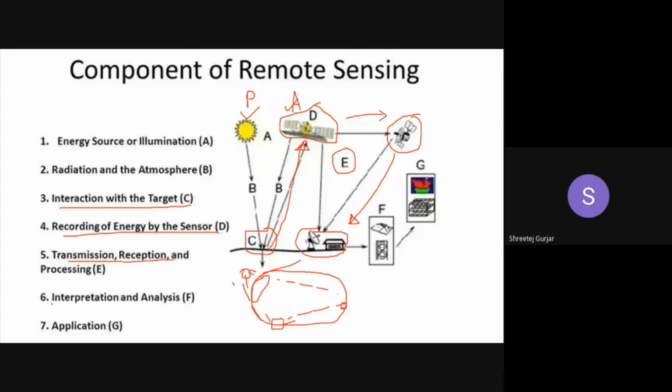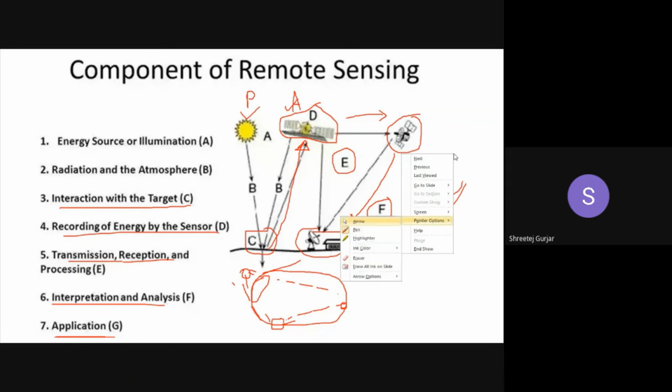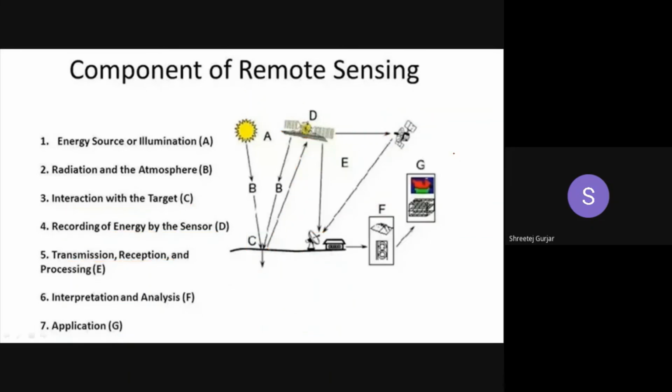Okay, then the next part is interpretation and analysis, the F part. And in the last part, we have application. Okay, so these are the various components and the process of remote sensing. This is just a very basic process of remote sensing, which I have explained. Okay, if you have understood, please let me know by raising your hand. So for your level, this is just the basic idea of the components and the process of remote sensing. It is actually a very complicated process.